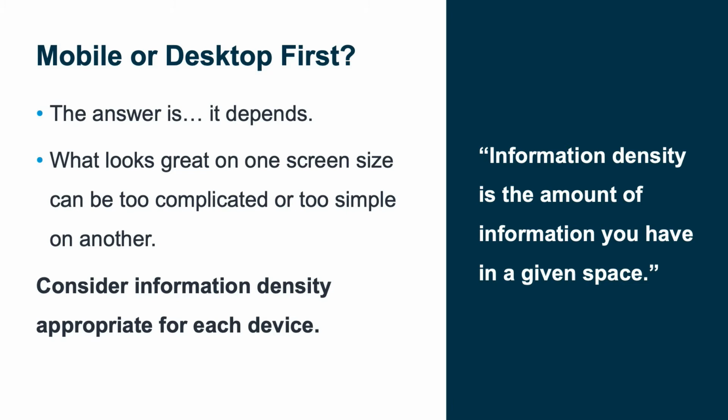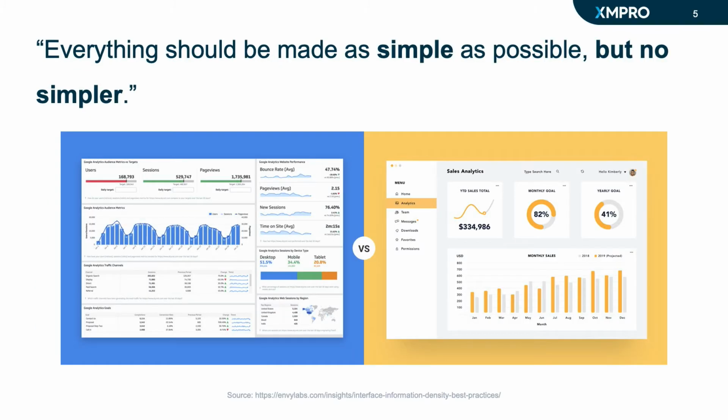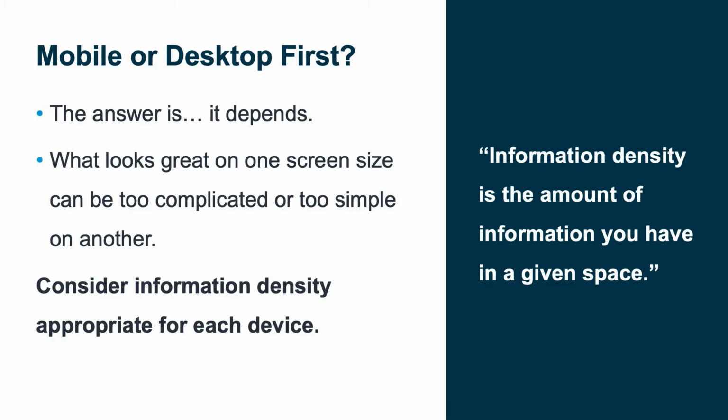Because what looks great on one screen might look too sparse or too dense on another. It's important to consider the information density appropriate for each device. So if you scale up a mobile version of the site to a big desktop screen, there might not be enough information for it to actually have a good user experience. And if you design something mainly for a desktop and you try and scale it down onto mobile and you keep all of the information visible, it can be too cluttered and difficult to work with. Information density is a really important thing to consider, and I'll show you some examples in the following slides.